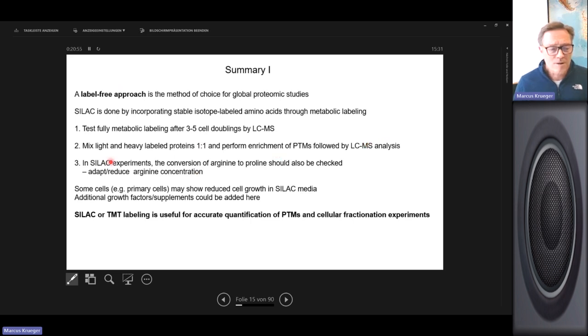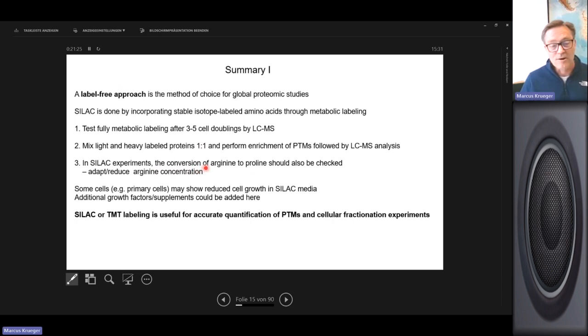Right. So one point you should be aware of is that sometimes some cells might convert arginine to proline. We haven't touched it today, but this arginine to proline conversion could be a problem. So what we usually do, and it should be checked, is that we adapt or reduce the arginine concentration. You can also increase the proline concentration, but reducing the arginine definitely might help.